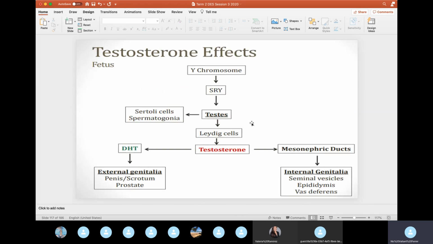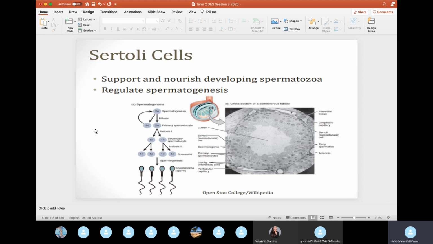What are the effects of testosterone? As I've said, development of your external genitalia, specifically your penis, scrotum, and prostate, via your dihydrotestosterone. It also induces the development of your mesonephric duct, your internal genitalia. What are they? Seminal vesicles, your epididymis, and then your vas deferens.